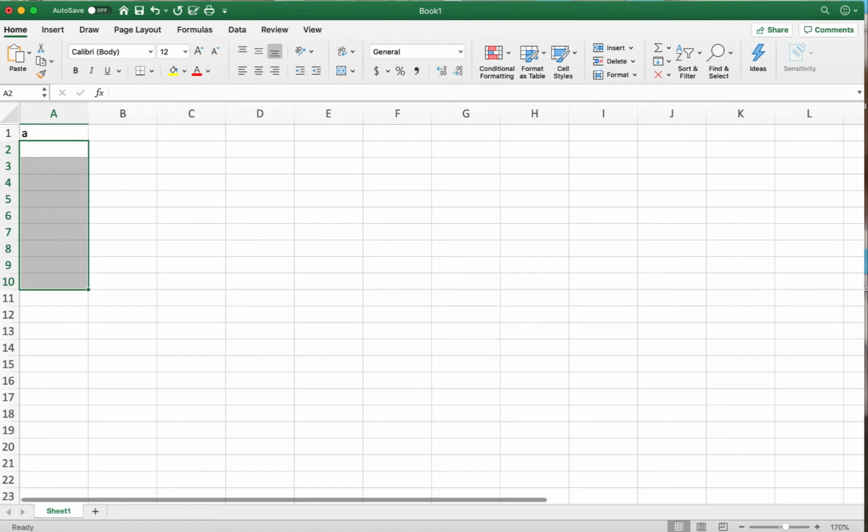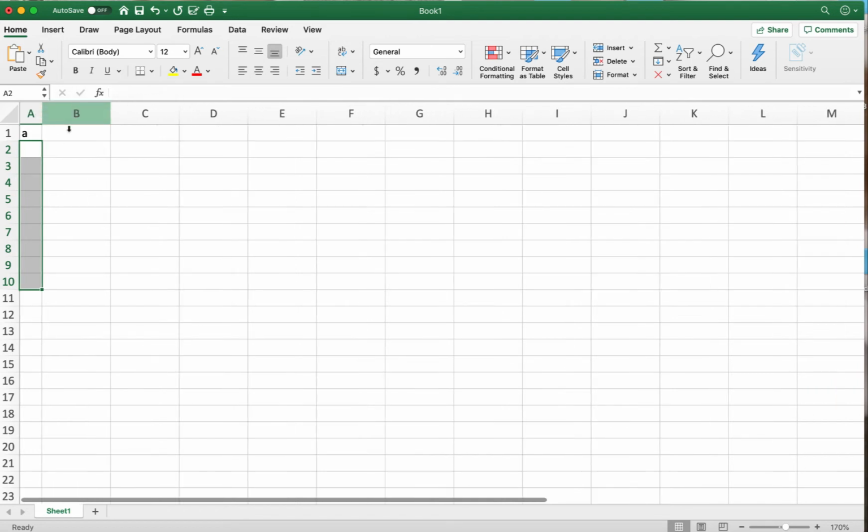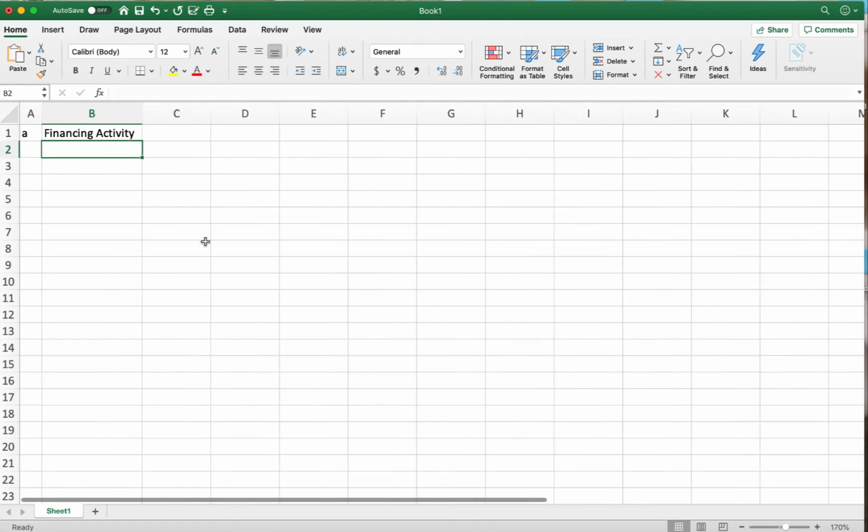A says issued $50,000 par value common stock for cash. So we need to say, is that operating, financing, or investing? Well, we're issuing our common stock. We're getting cash for it. That is a financing activity. So on the cash flow statement, we would see that $50,000 cash inflow show up under the financing activities.